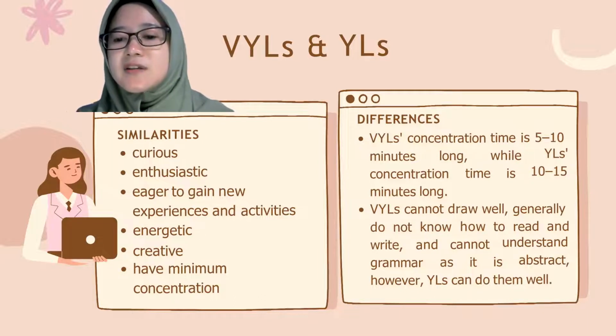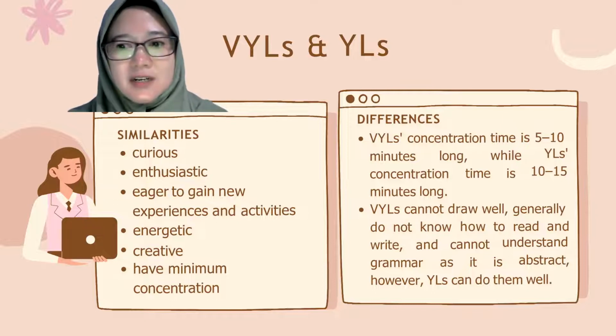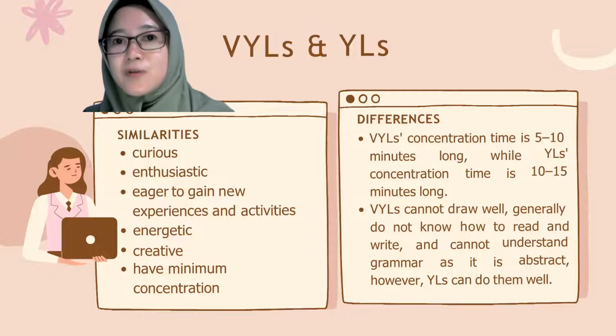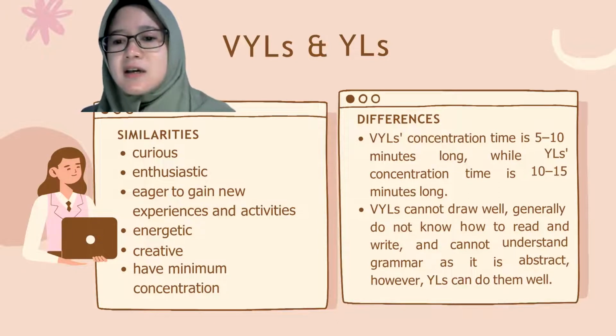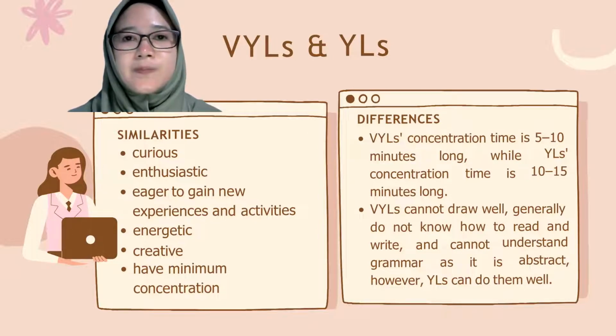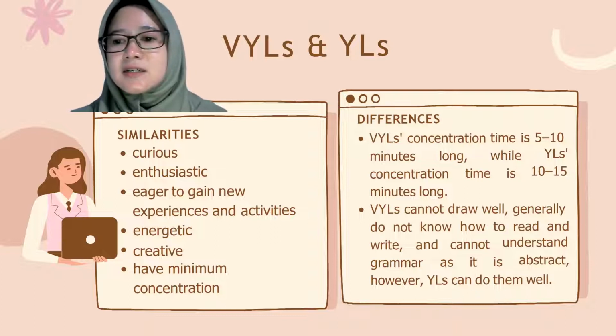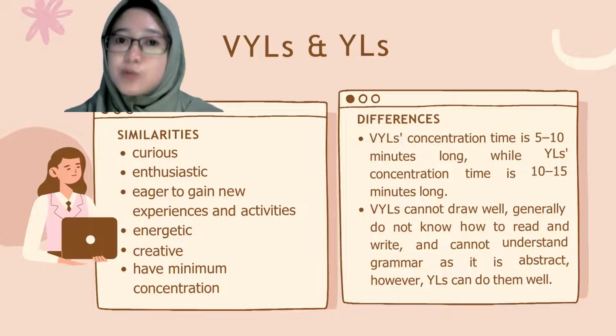And then very young learners cannot draw well. They don't know how to read and write and can't understand grammar, of course, as it is abstract. However, young learners can do them well. Nah, jadi di usia very young learners, itu di bawah 7 tahun, kita lebih banyak mengajarkan yang real gitu. Something real, like you show them an object, for example, shoes.